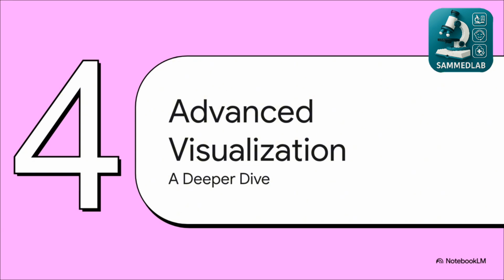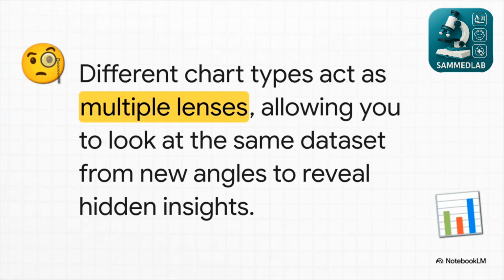Now, a bar chart is awesome for a quick overview, but sometimes the really juicy insights are hidden in more complex patterns. So let's check out some of the advanced visualization tools that can help us dig a little deeper. I like to think of these different chart types as multiple lenses. Each one lets you look at the exact same data set, but from a totally new angle. And you start to spot perspectives and relationships that you would have completely missed otherwise.